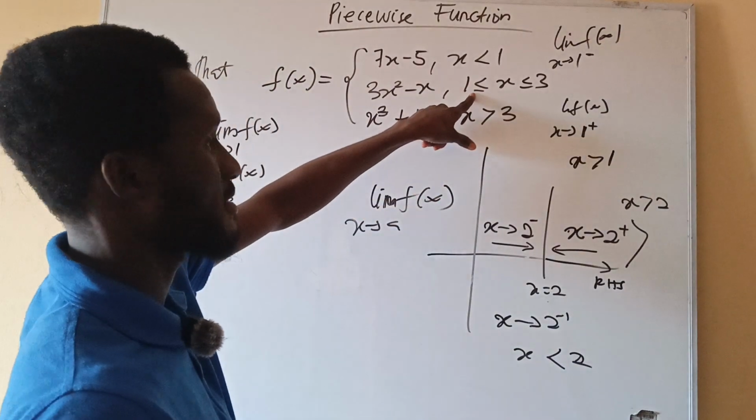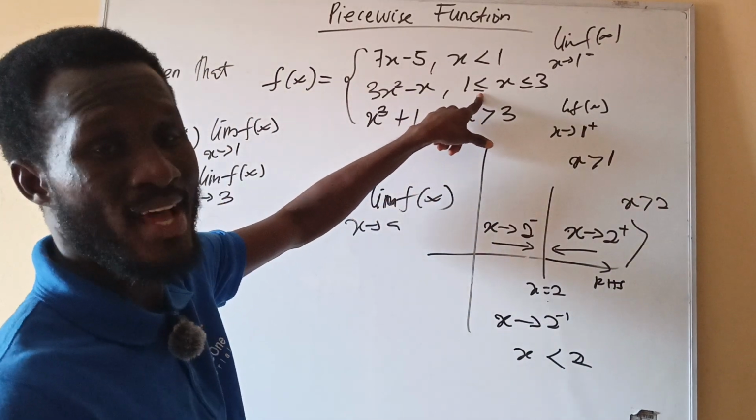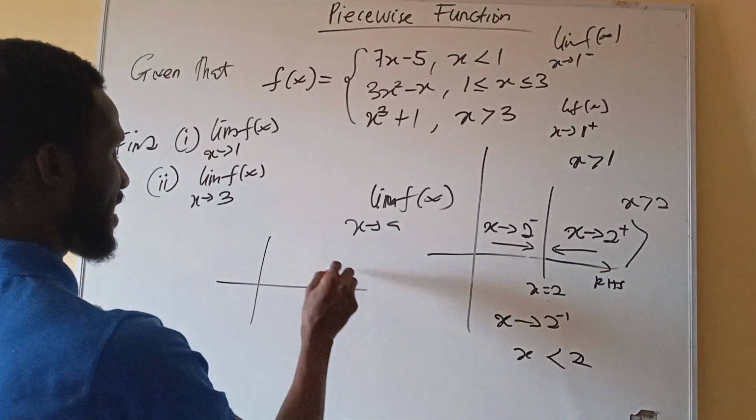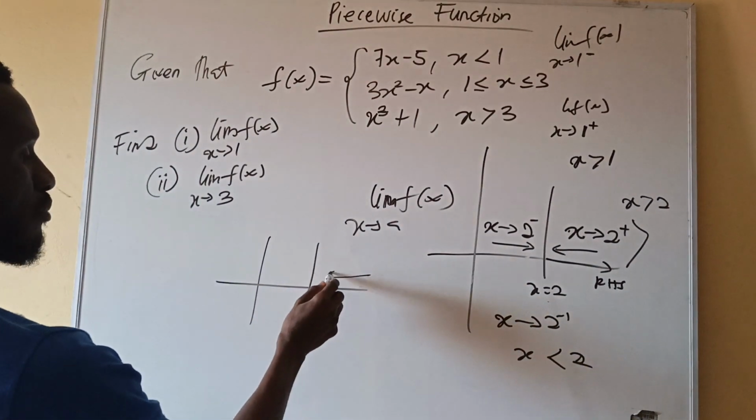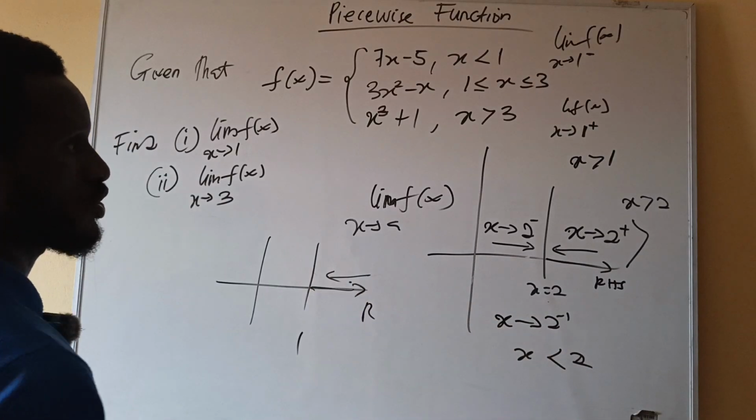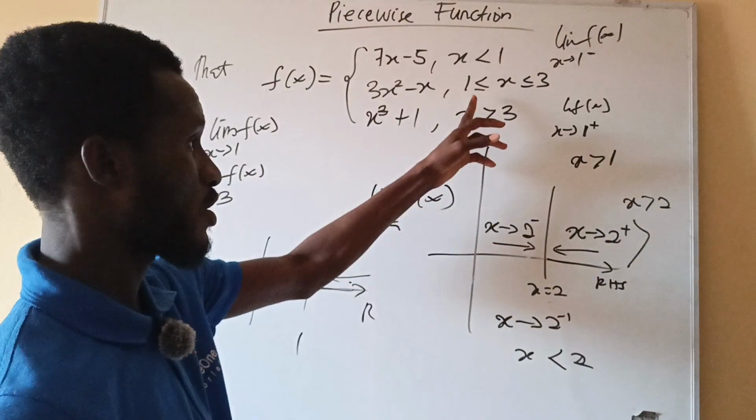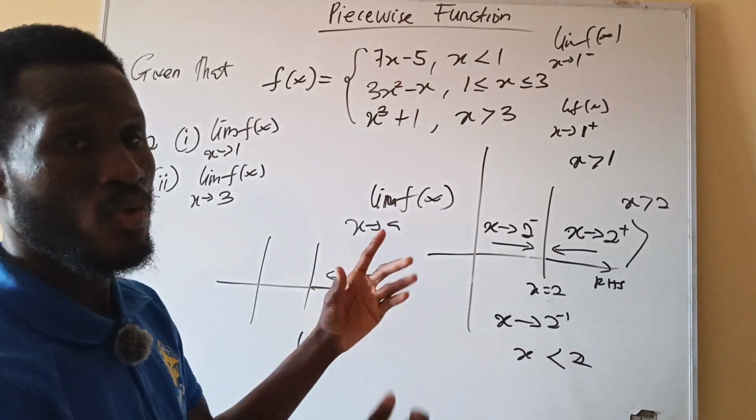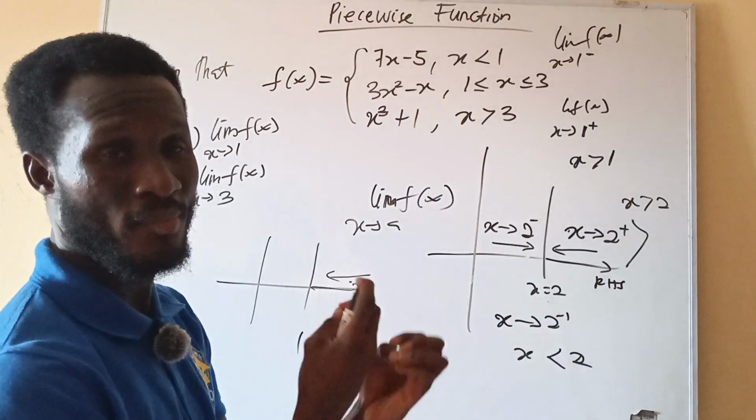Now this one is 1 or greater than 1. Any number greater than 1 will be approaching from the what? From the right, because any number greater than 1 is supposed to be here. You get it? Greater than or equal to 1 is supposed to be somewhere here.